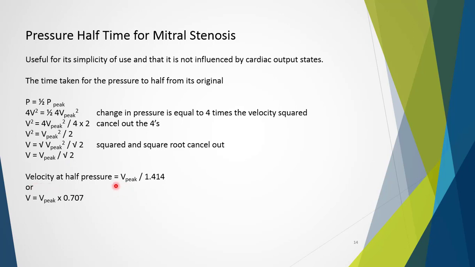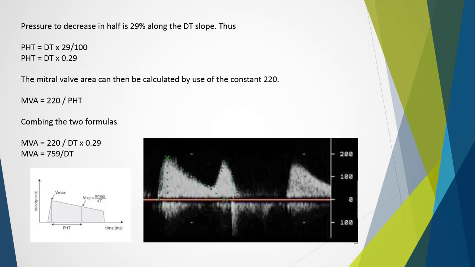Or another way to represent it is velocity peak divided by 1.414, or the velocity peak times 0.707. Fortunately, the ultrasound system works this all out for us. All we simply need to do is measure the deceleration slope. The relationship is that the pressure decreases in half at 29% along the slope. Thus, pressure half-time is equal to deceleration time times 29 divided by 100, or pressure half-time is deceleration time times 0.29.